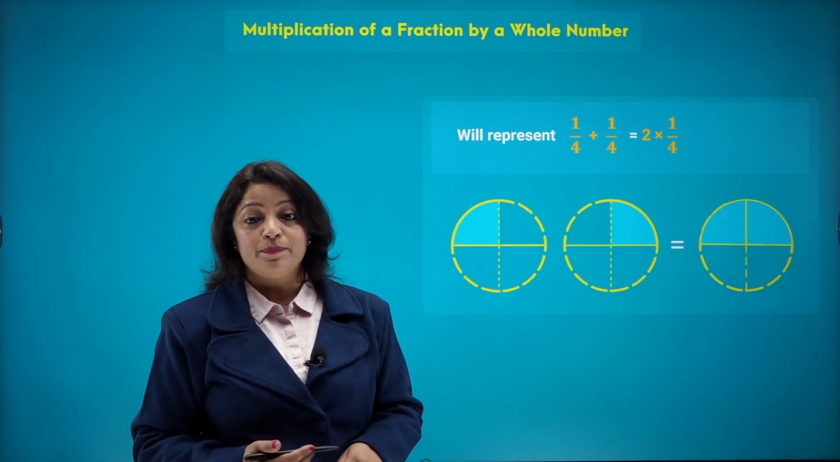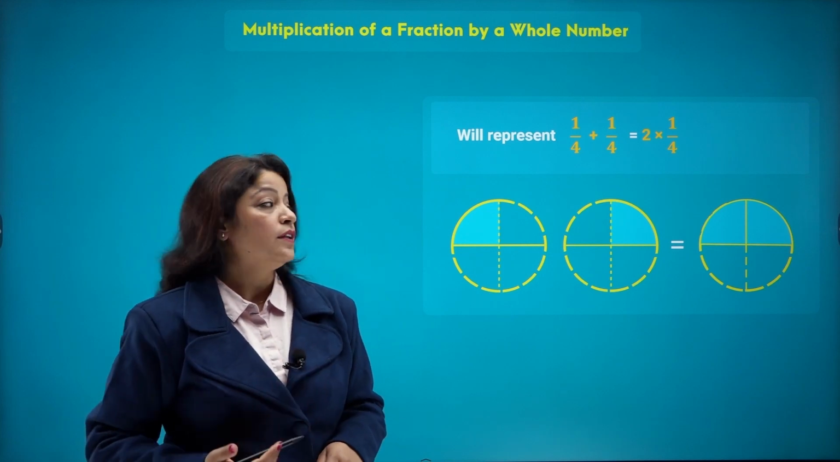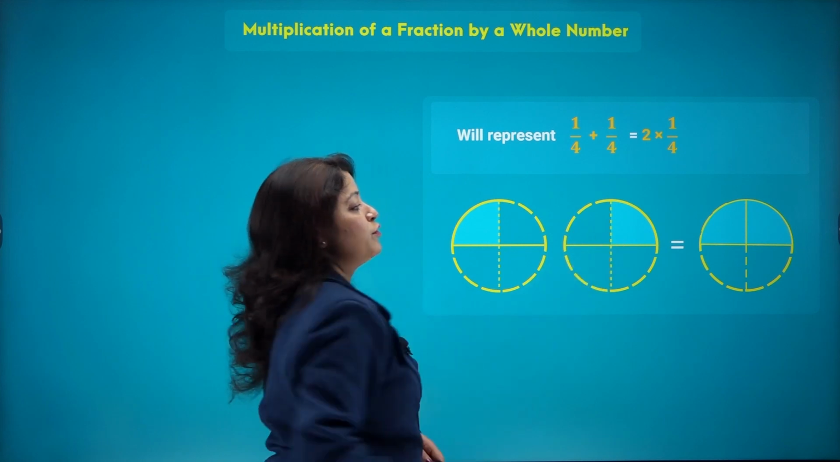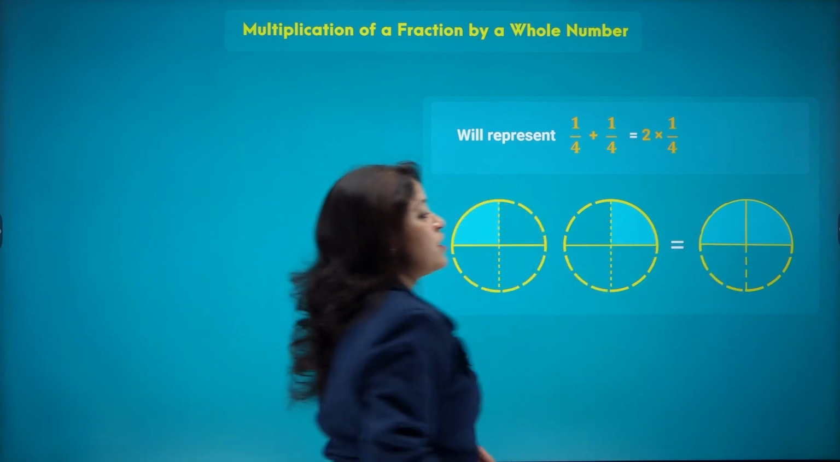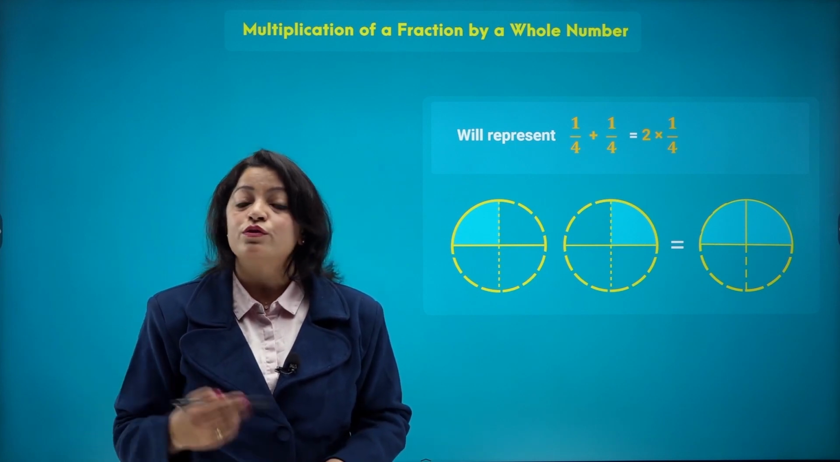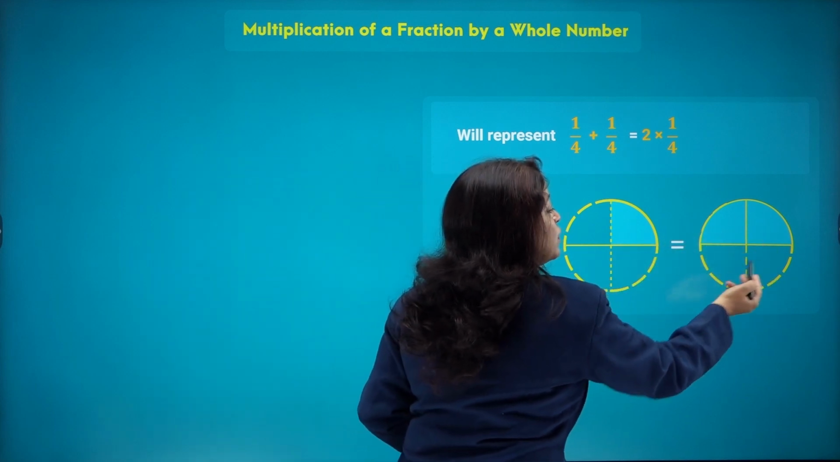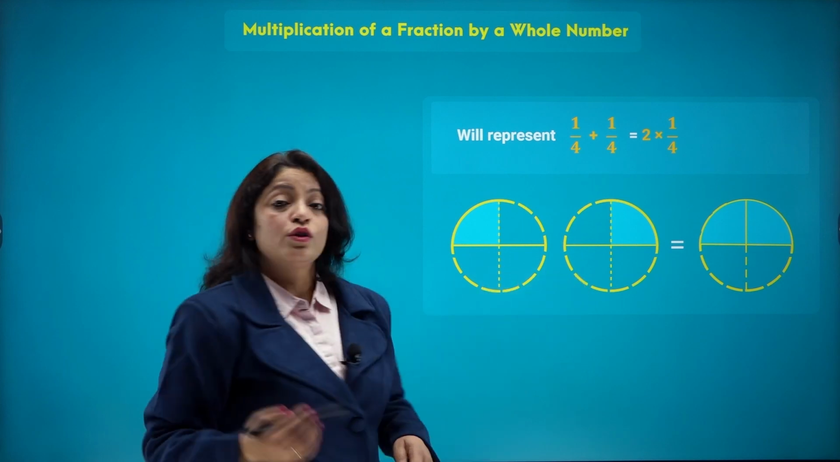In the same way, if I see this example and I want to represent it pictorially, then how will I get it? We can see 1 over 4 plus 1 over 4. Now if I add them together, I'll get in a circle the 2 parts which are shaded, right? So 2 parts out of how many parts are shaded? So 2 parts out of the total 4 parts are shaded, because here we have added these 2 together.